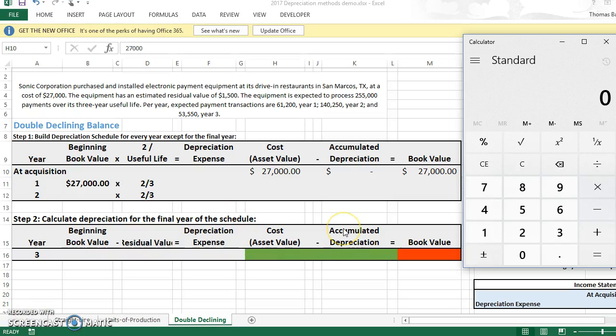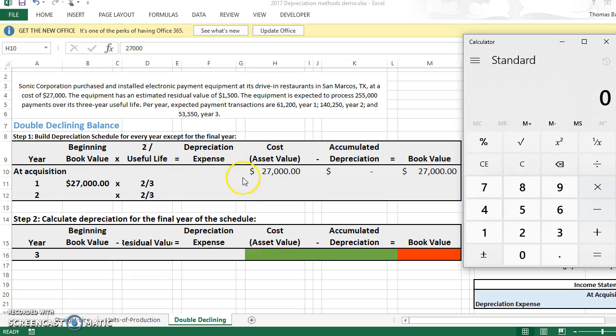Okay, let's talk about double declining depreciation. If you remember from the straight line depreciation, we took our $27,000 cost, and remember where we subtracted the residual value, and then just divided by 3, and then you had an even amount of depreciation expense for every year.